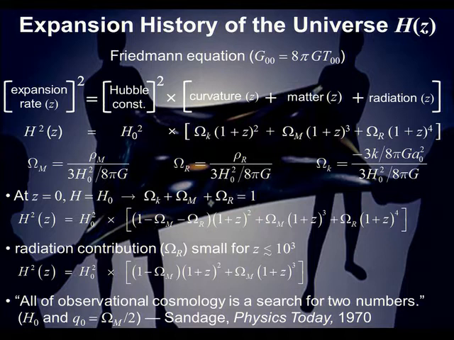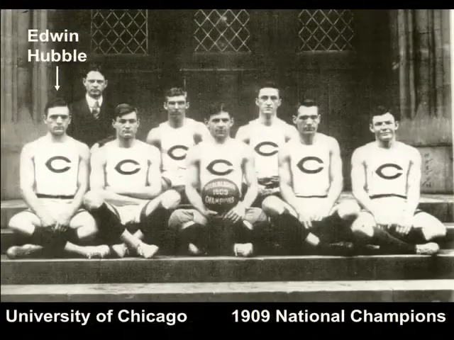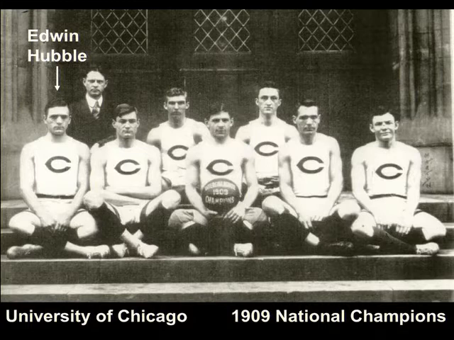We will be most interested in the expansion rate, so let's talk about expansion rate as a function of redshift. The first thing we have to do is to determine the present value, the local value of the expansion rate, the Hubble constant. So the expansion rate of the universe was discovered, of course, by a basketball player. Not any basketball player, but a basketball player for the University of Chicago, who played on the last decent athletic team of the University of Chicago, the 1909 National Championship basketball team. And there's Mr. Edwin Hubble.